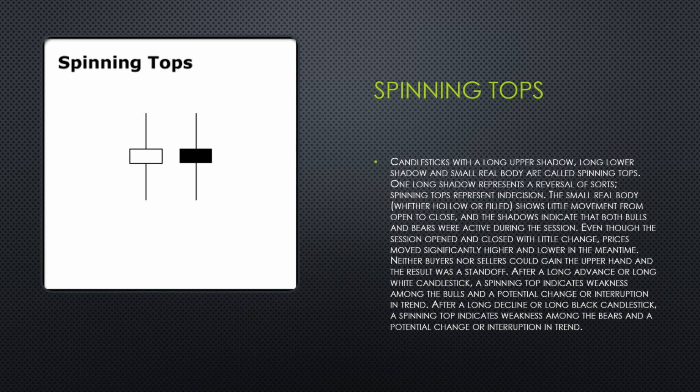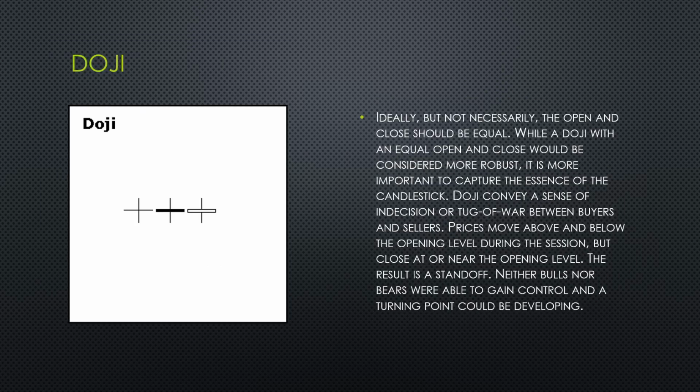Then we have what's called spinning tops. These are candles with long upper shadows, long lower shadows, and a relatively small body. They look exactly what they are. That means there was lots of activity in the market, but the buyers and sellers, the Bulls and Bears, couldn't make up their mind. They ended up pretty much where they started.